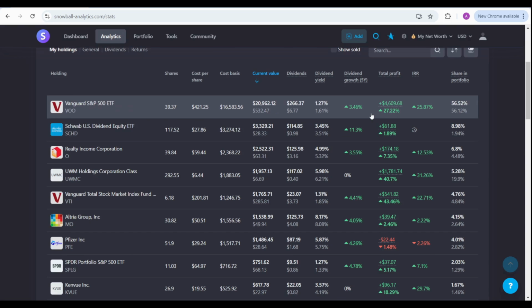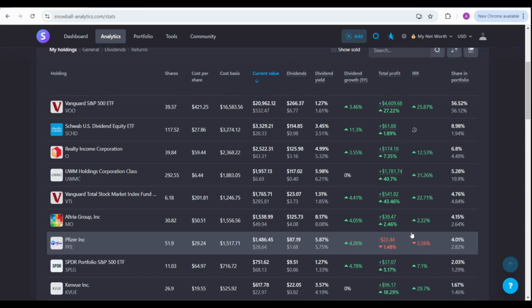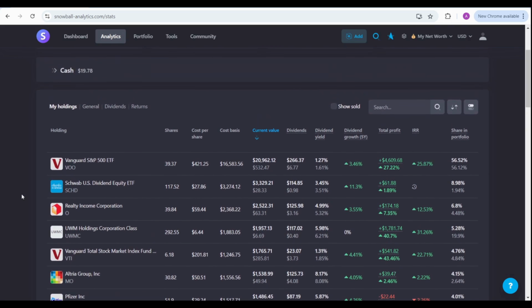And one of the reasons I think this is specifically designed for dividend investors is because if you go ahead and scroll on top of the total profit, you'll see that that is comprised of your capital gain, your realized P&L, and the dividends received. And that's a really important number because for the longest time with Altria Group right here, you can see the total price that I've paid is actually more than what it's currently trading at. But when you combine the capital gain with the realized P&L and the dividends received, I'm actually a net positive of about 2.5%. So that's a really important metric to keep in mind, especially as a dividend investor.